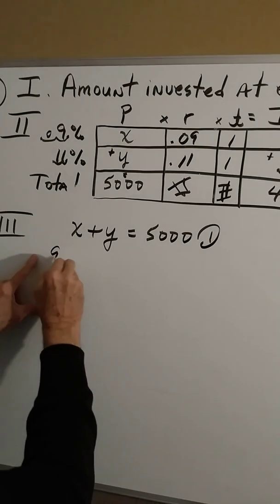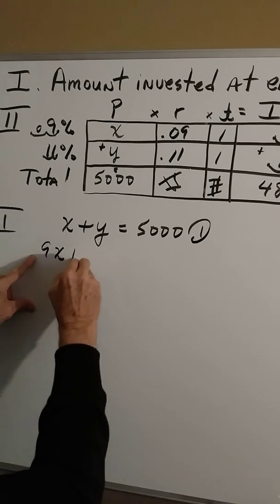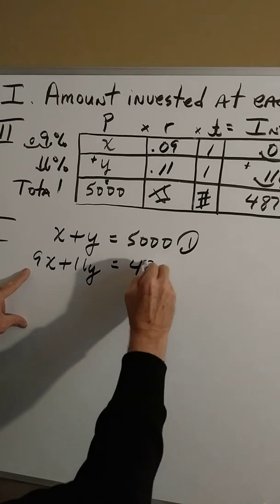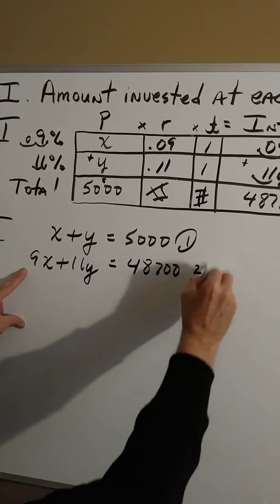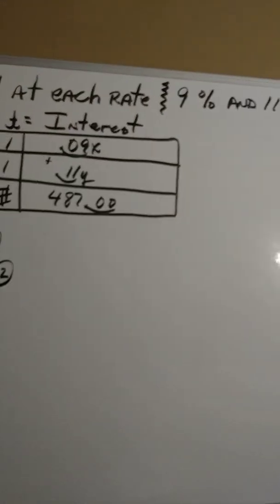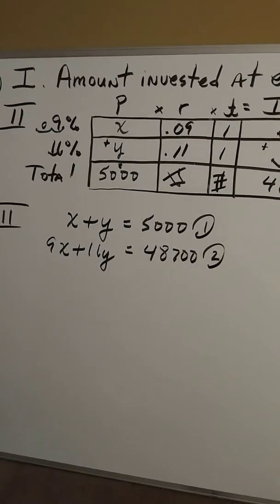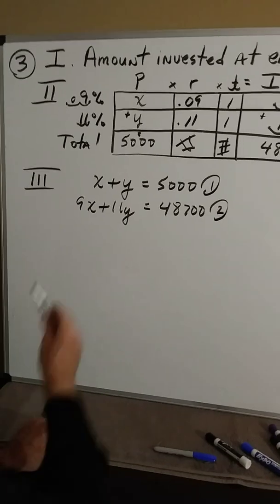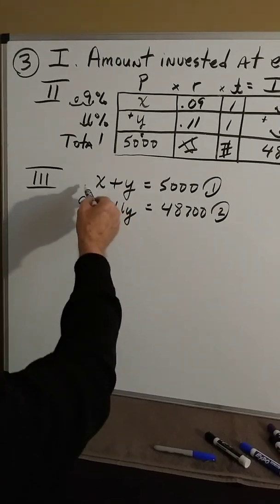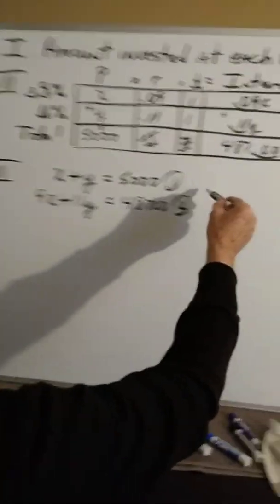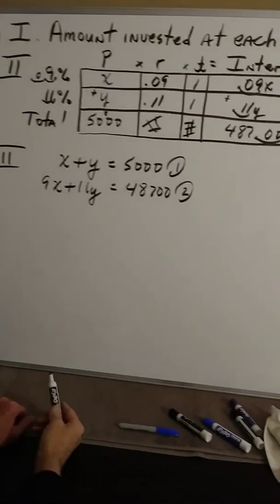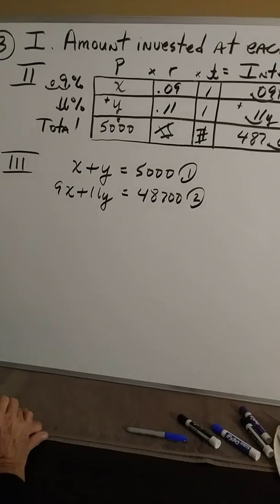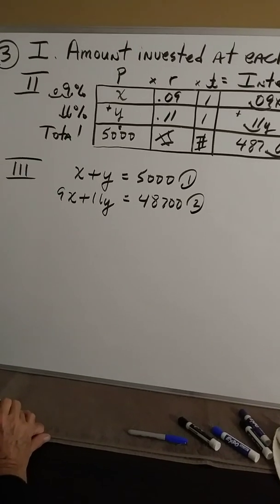Equation 2, column 3: 9x plus 11y is equal to 48,700. There's number 2. Now, just based on the size of those numbers, I think I'm going to use elimination. If you want to use substitution, you would take equation number 1 and bring it over here and either solve it for x or y and then substitute that into number 2. I'm going to use elimination.